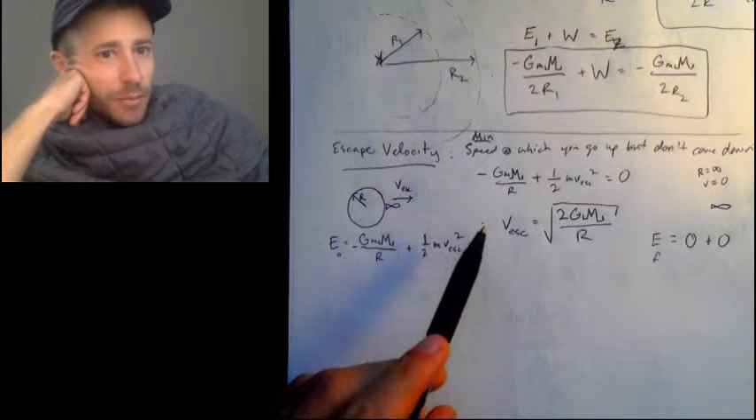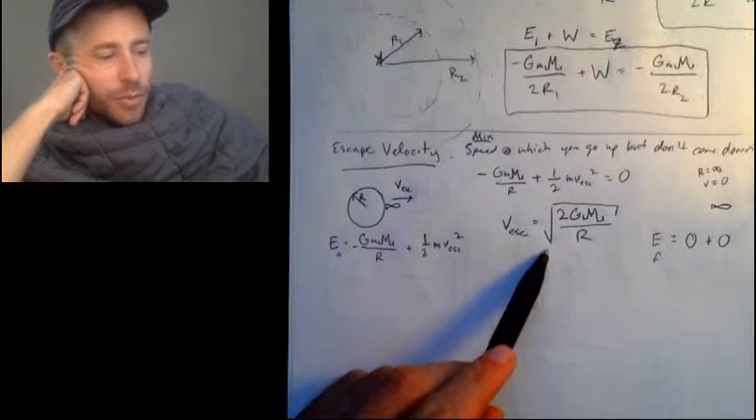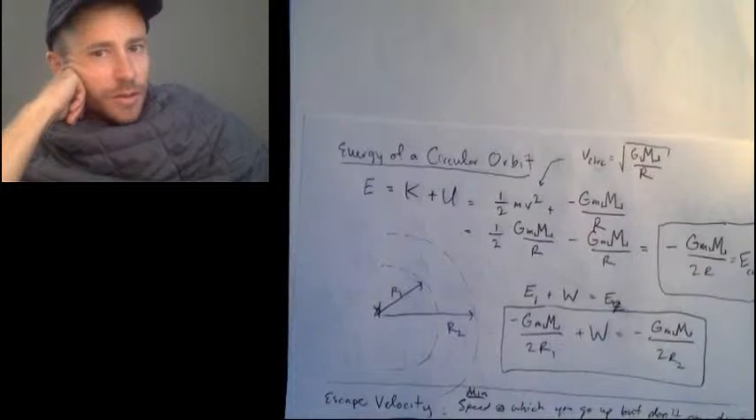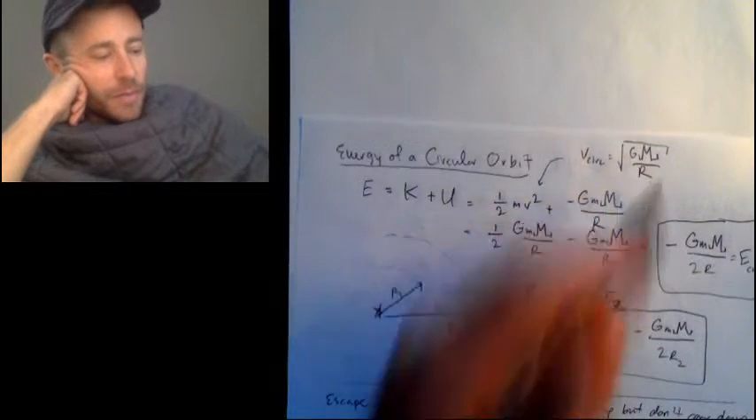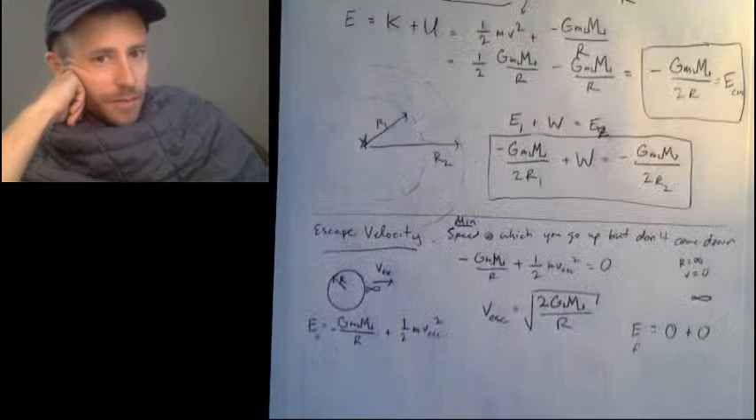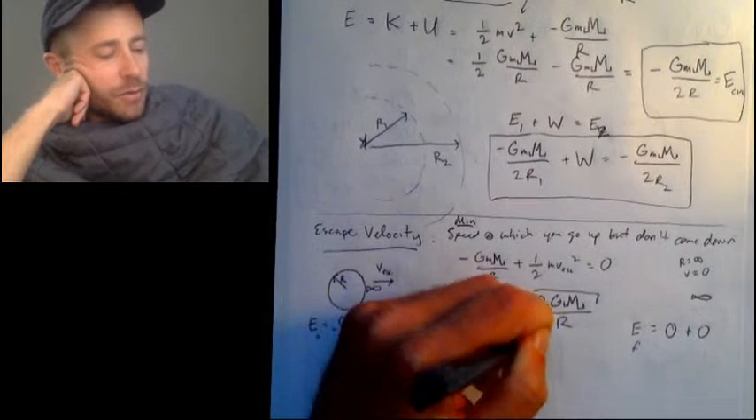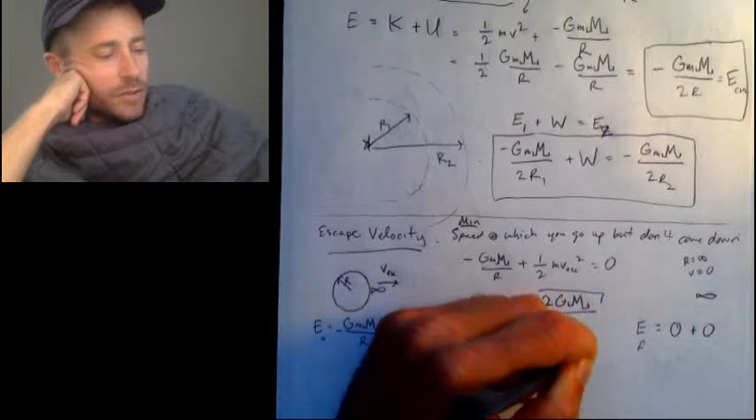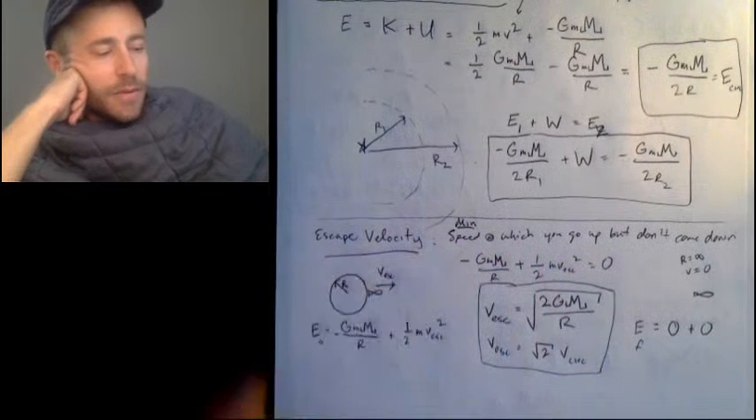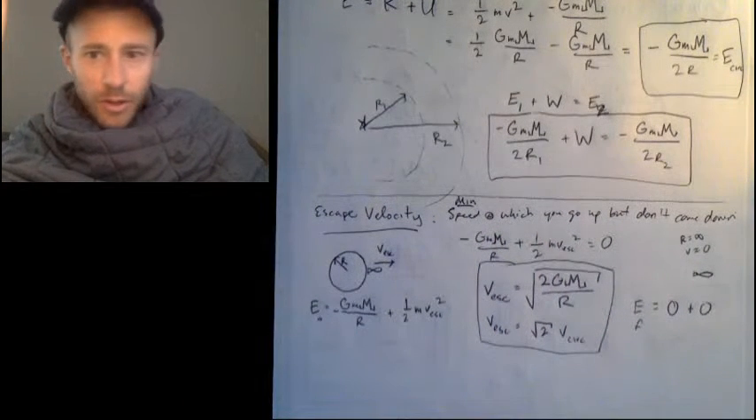So that is the escape speed. An interesting point is that the velocity of a circular orbit is square root of GM over r. The escape speed is square root of 2GM over r. Okay? So the escape speed is square root of 2 times the velocity of a circular orbit. Now, square root of 2 is 1.41 or whatever.